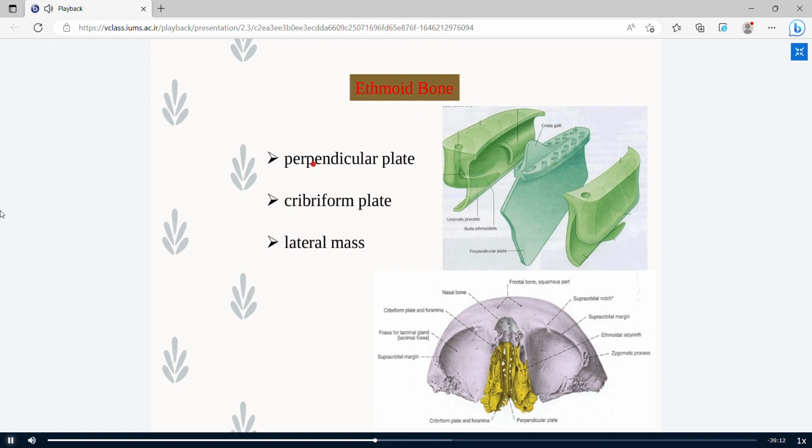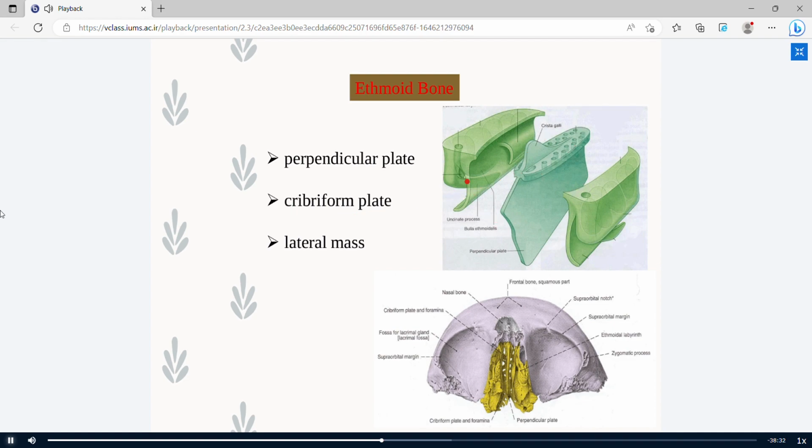This bone consists of three parts: the perpendicular plate, here, or vertical plate, and the horizontal plate, here, or cribriform plate. Because the horizontal plate has many foramina for passing olfactory nerves from the roof of the nasal cavity, the name of the horizontal plate is cribriform plate.